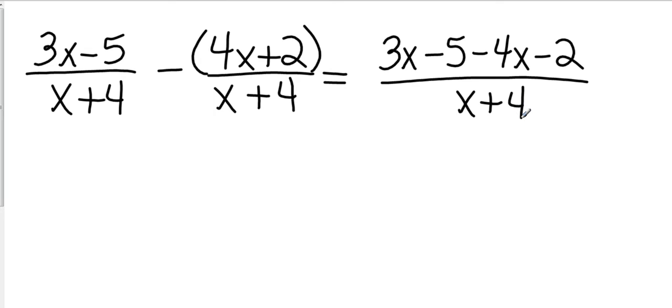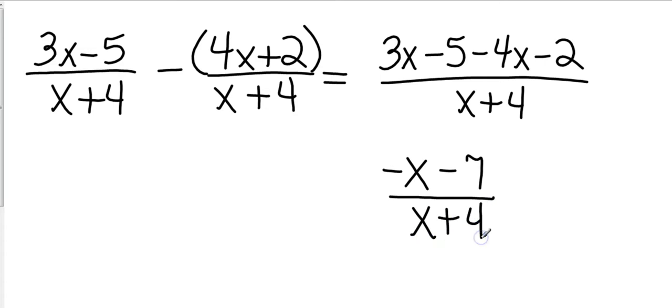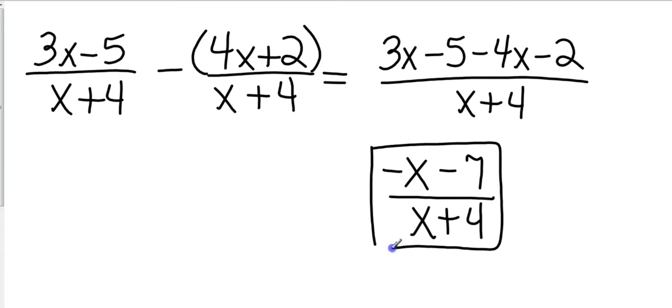So now we combine like terms. I've got 3x minus 4x, which is going to give me negative x. I've got negative 5 minus 2, which is going to give me negative 7, all over x plus 4. Now, nothing we can factor there, nothing we can cancel there, so we just leave it negative x minus 7 over x plus 4.